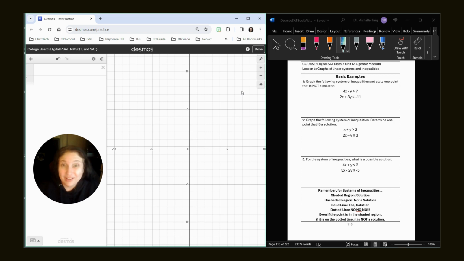If you don't have the book, and you're just watching the videos right before the test, make sure you have paper and pencil just so you can take notes. No matter what, make sure you have Desmos open and you've selected College Board.